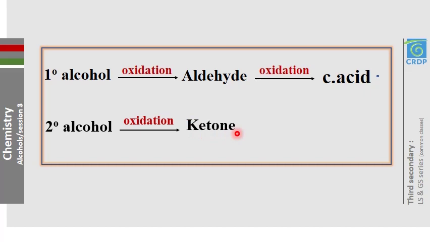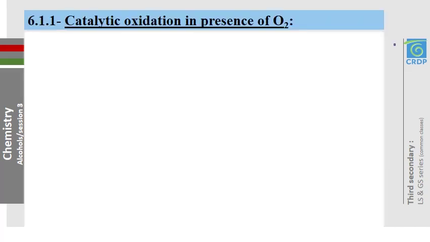But these ketones cannot undergo more oxidation reactions. So, oxidation of secondary alcohols takes place in only one step and stops at ketone, whatever the oxidizing agent is and whatever the amount of oxidizing agent present. Okay, now let us start with catalytic oxidation of secondary alcohols in the presence of O2.